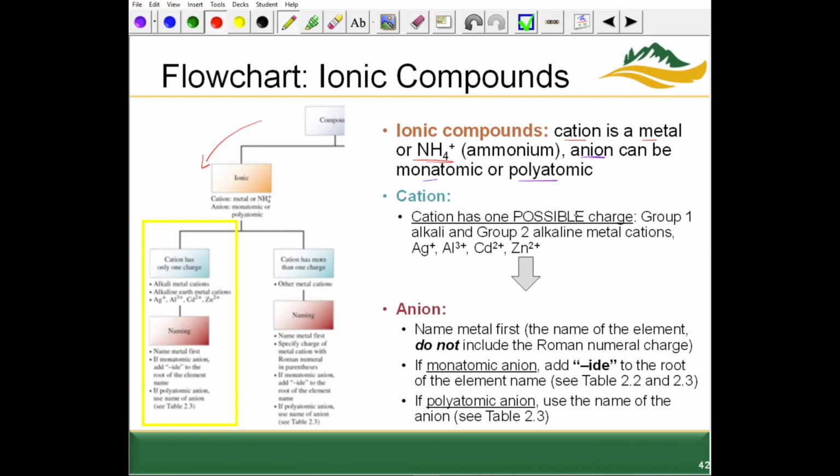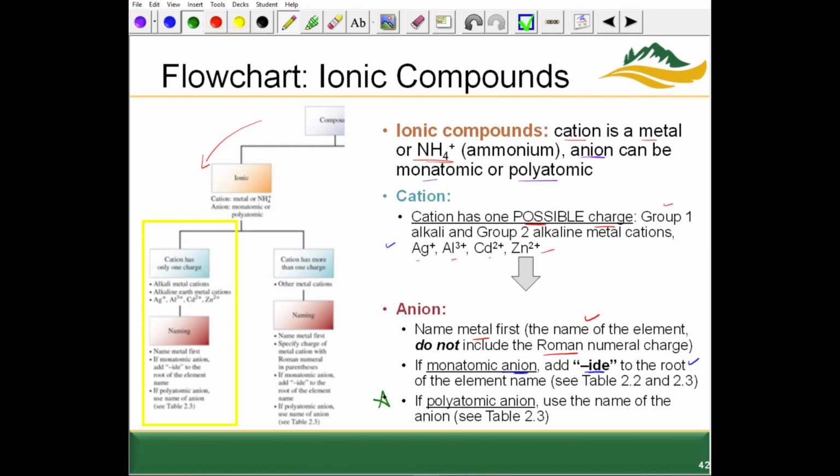For a cation with only one possible charge, so group 1, group 2, or silver, aluminum, cadmium, and zinc, we write the name of the metal first without the Roman numerals. Remember, we don't need those. Then if we have a metal that can only form one type of cation, and it's with a monatomic anion, then we practice this a lot too. We change the ending to read IDE.